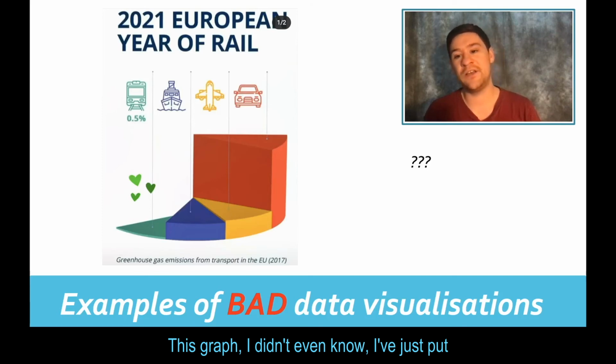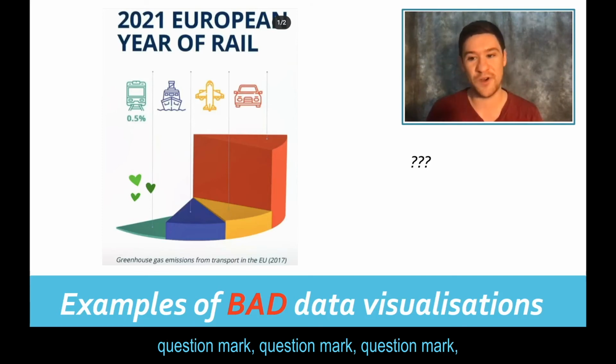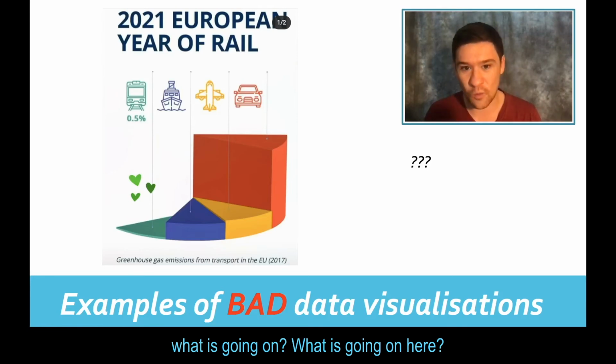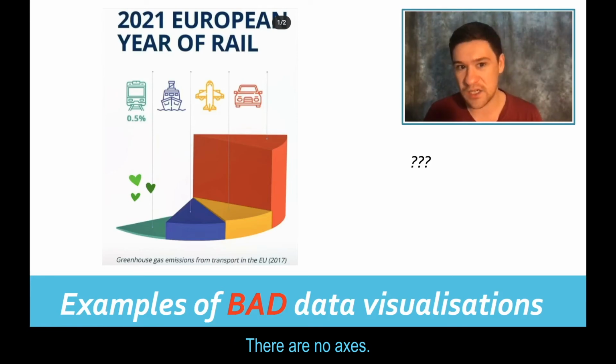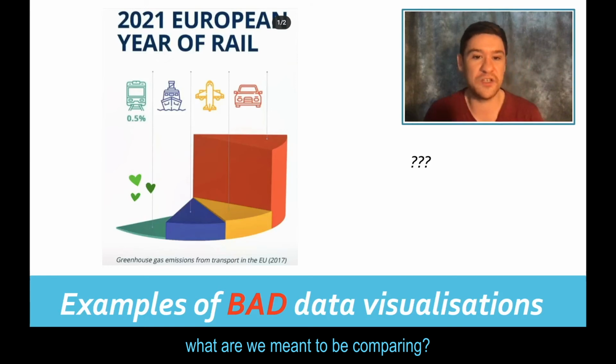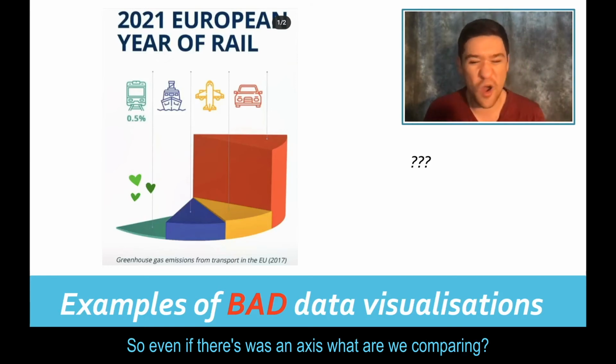This graph, I didn't even know, I've just put question mark, question mark, question mark. I didn't know how to describe this graph. What is going on here? There are no axes. This is both a pie chart and a bar chart, and it's 3D. What are we meant to be comparing? So even if there was an axis, what are we comparing?